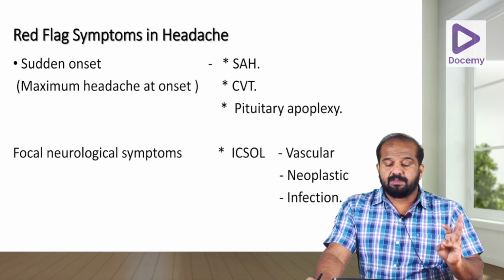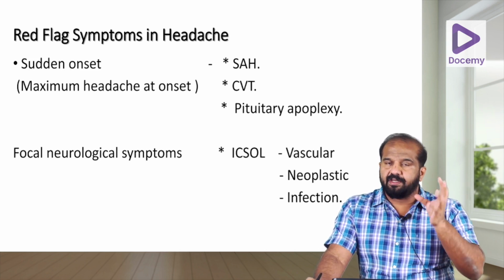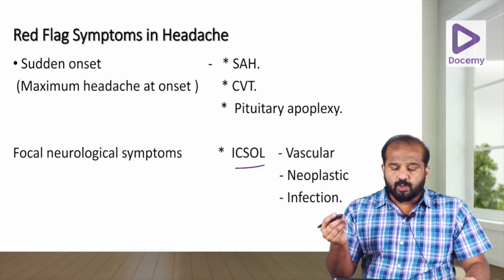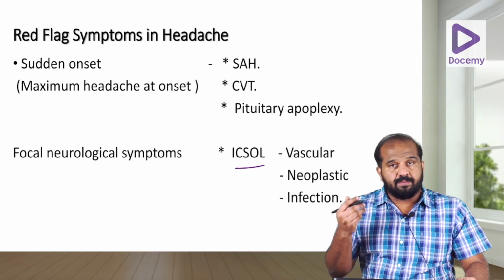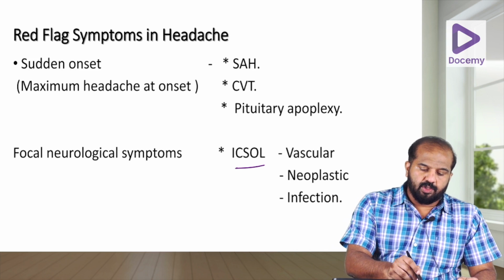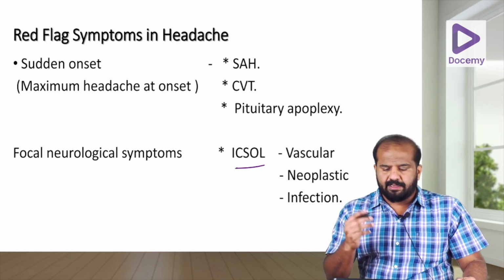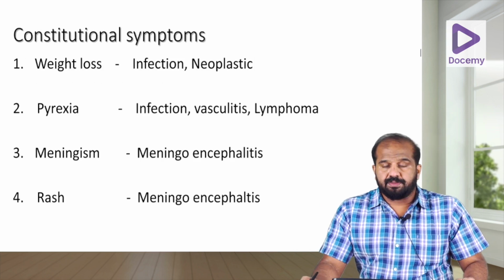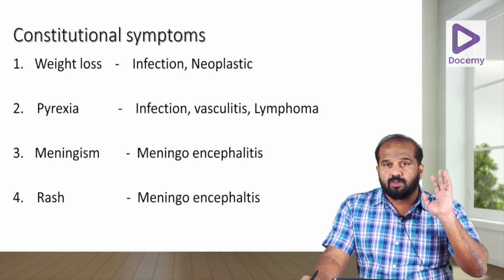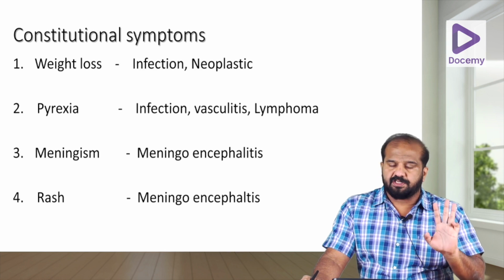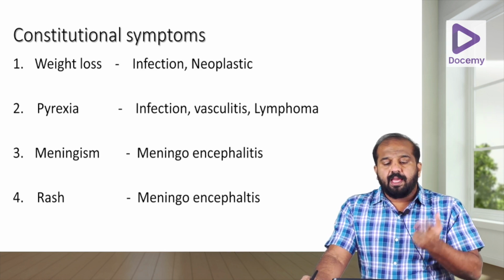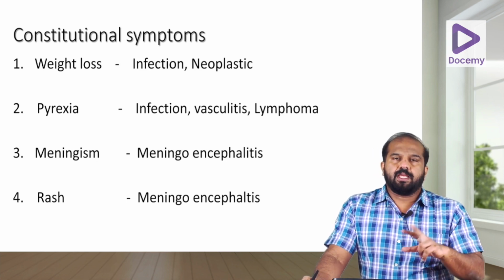Focal neurological symptoms, if present, are suggestive of an intracranial space occupying lesion, ICSOL. It can be vascular, neoplastic, or infective. Infection means brain abscess or something like that, and neoplasm means meningioma, glioma, anything. Next, constitutional symptoms. If there is weight loss, what are the two things you have to rule out? One is infection, of course chronic infection like tuberculosis and HIV, and the other is neoplasm, lymphomas, gliomas, etc.